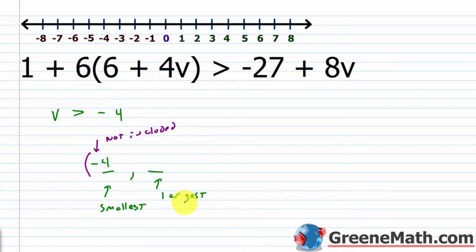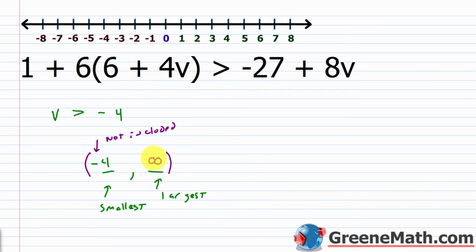What about the largest value that this can take on? Well, because this is going to go forever and ever in the right direction, we use infinity. And with infinity, we always use a parenthesis. So again, it's not the smallest number technically, but we use this concept to notate things, okay? So anything larger than negative 4 up to infinity.